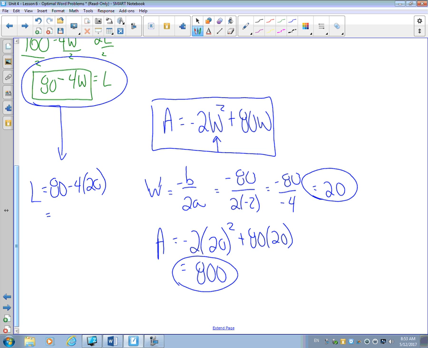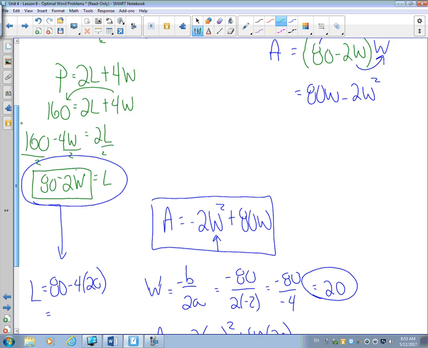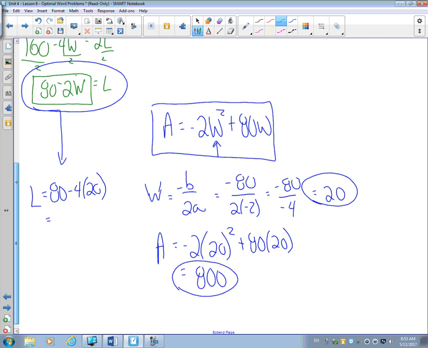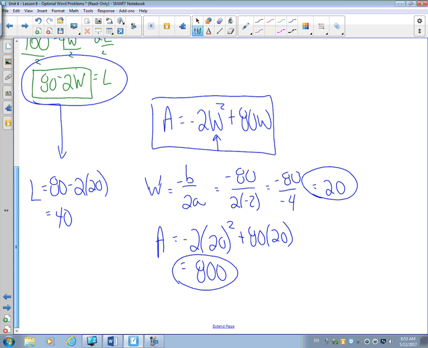Oops, that's not 4W. That's 2W. Sorry, guys. I used 2W in the question, right? I didn't use 4. Just make sure. Yeah, I did. Okay. Fix that. 2W. 2W. That gives me 40. Okay. There's all the parts and pieces I need.